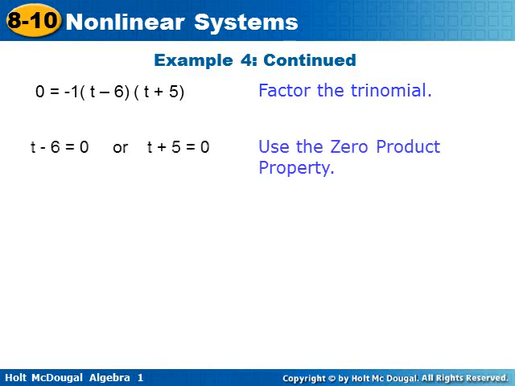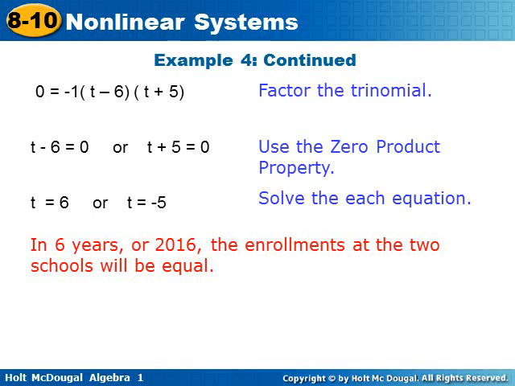We're going to use the zero product property. t minus 6 equals 0 or t plus 5 equals 0. Solve both equations and we get 6 or negative 5. In 6 years, or in 2016, because it was 6 years after 2010, the enrollments at the two schools will be equal. Negative 5 doesn't make sense because they're not going to be in session for negative 5 years.